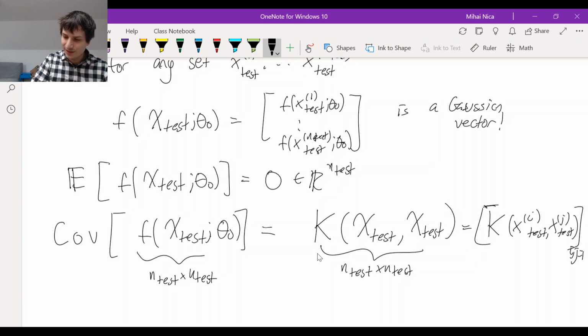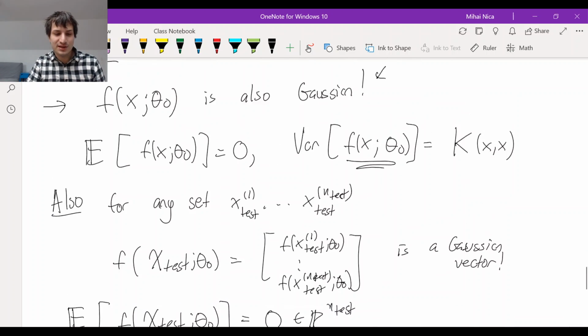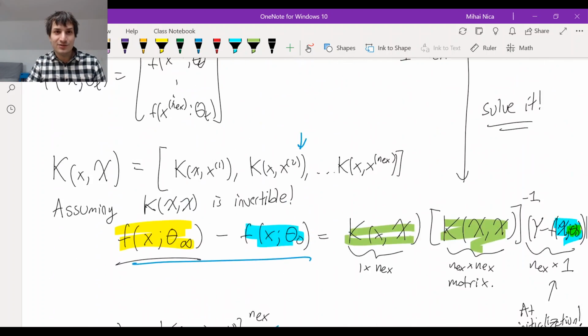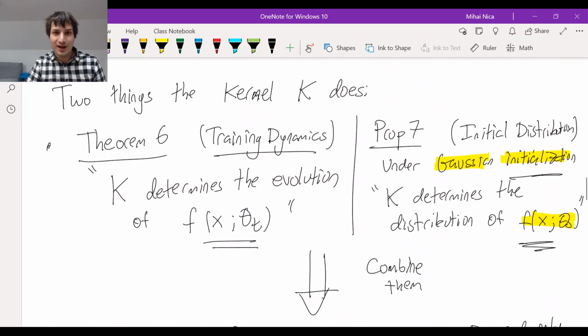I, j go from 1 to n test. So not only is it true that every point is Gaussian, but any finite collection of points is jointly Gaussian, and its covariance is exactly the kernel k. That's what Proposition 7 says. So let's scroll back up to the high-level picture.